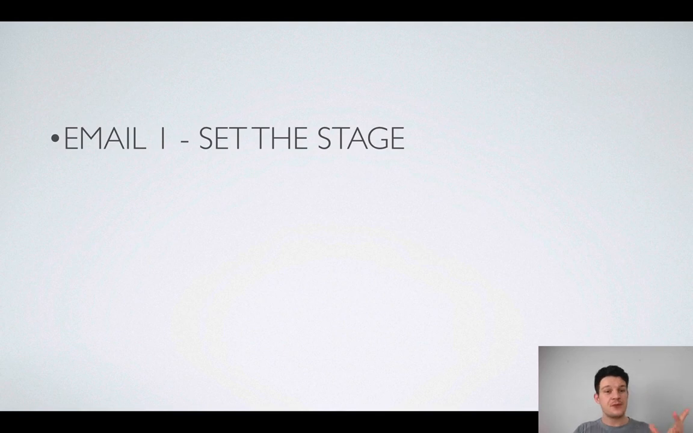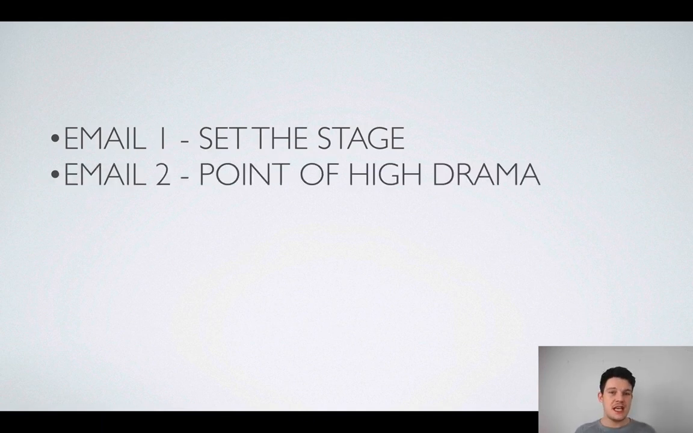Before we move on to the Seinfeld sequence, I just want to recap the soap opera sequence so you know exactly what to include. Email 1 is when we're setting the stage, we're introducing ourselves and letting the lead know what to expect from us over the coming days. Email 2 is when your attractive character really comes alive. We want to put it at a point of high drama, and we want to write this in a really dramatic way that gets them hooked in and wants them to read the next email.